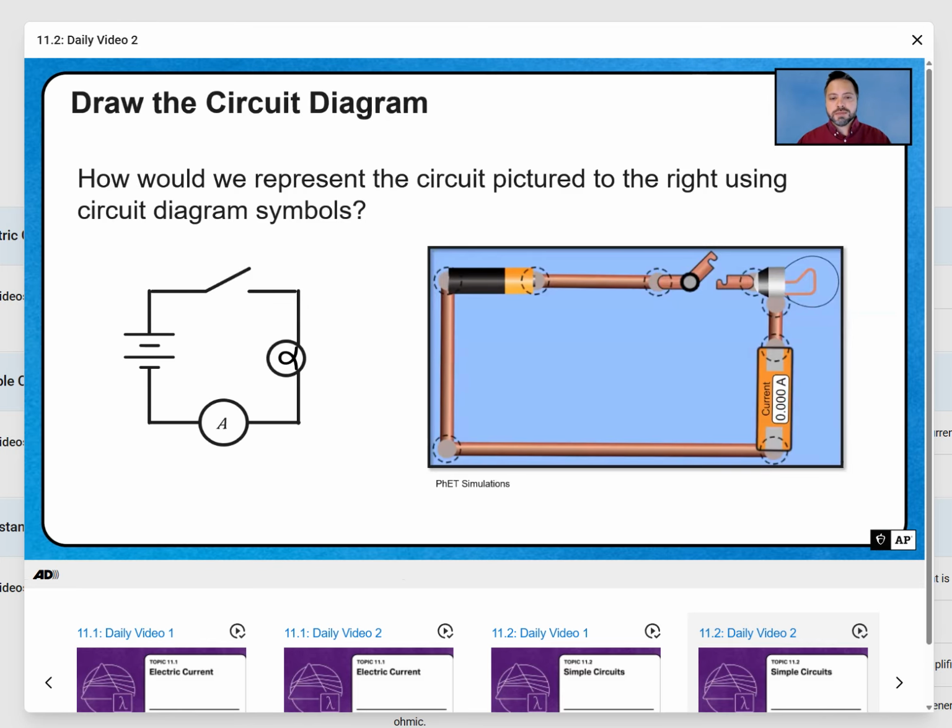We're just drawing the diagram so we can make claims later. So that's what we're working on here, is just drawing physical representations. And in this case, we're using our symbols to do so.